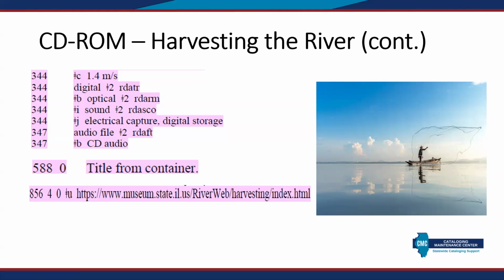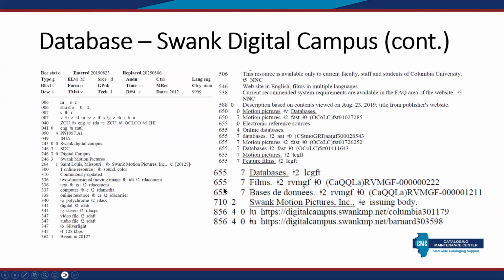Okay, so let's take a look next at a database. Again, this is a big, ugly record that I'm not going to go through all the way, but it's for Swank Digital Campus, which is a popular streaming video service that a lot of colleges and universities are using. It's a publisher that provides over 30,000 films, documentaries, television shows, etc., for student use. So let's take a closer look at that.